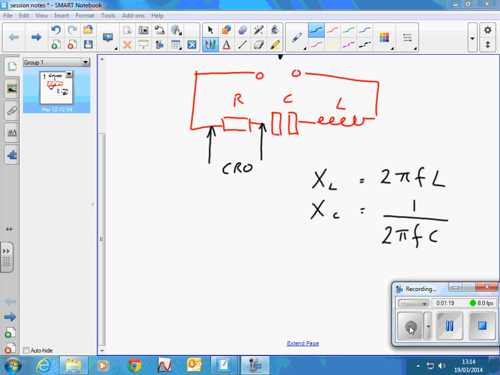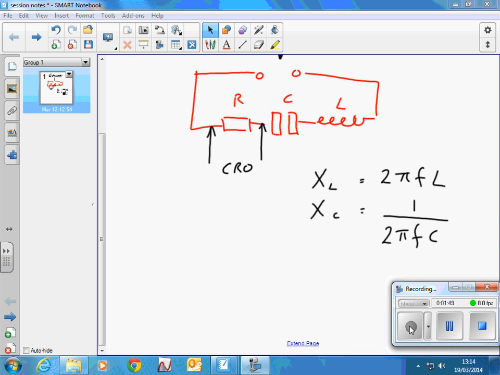Yeah, 2 pi FL, where L is the inductance, and 1 over 2 pi FC, where C is the capacitance. What's F? Frequency. So the frequency of the supply determines the reactance of these things. So if I change the frequency, I change the effect of this capacitor and inductor in the circuit. And that's what we're going to focus on today, really on that change, how that frequency affects it and what the consequences of that are.